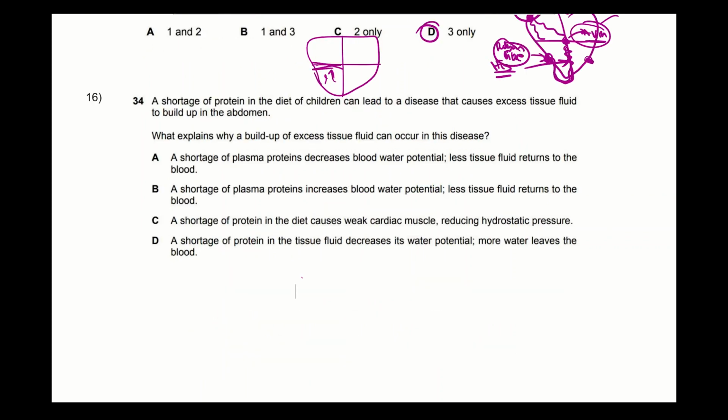Question number 16. A shortage of protein in the diet of children can lead to a disease that causes excess tissue fluid to build up in the abdomen, aka edema. What explains why a buildup of excess tissue fluid can occur in this disease? Now, what happens is that when blood moves along the blood vessels, there are two opposing forces which determines whether fluid leaves the blood vessels or not.